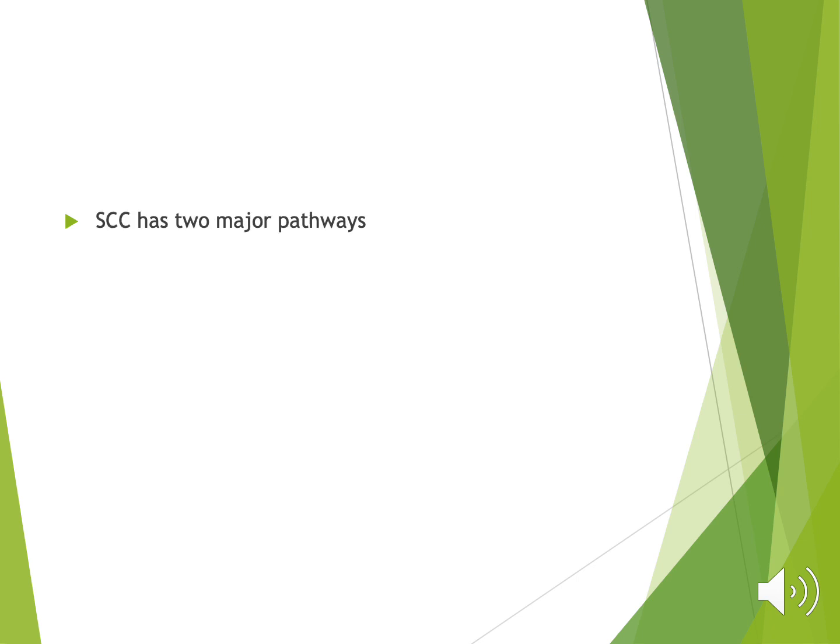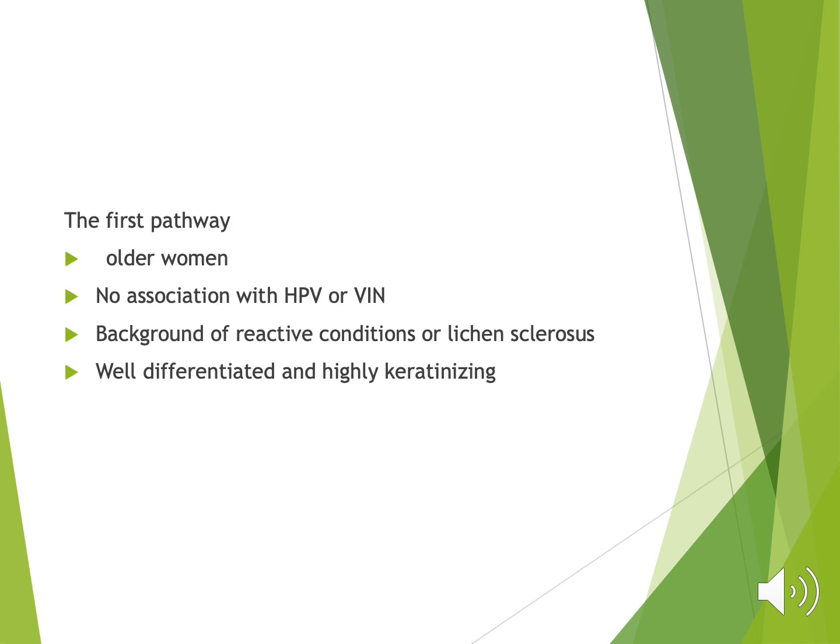Squamous cell carcinoma of the vulva has two major pathways. The first pathway, which is the more common one, affects older women. It has no association with human papillomavirus or vulvar intraepithelial neoplasia. It has a background of reactive conditions or lichen sclerosus, and is typically well differentiated and highly keratinizing.